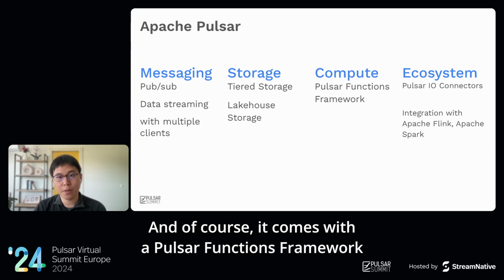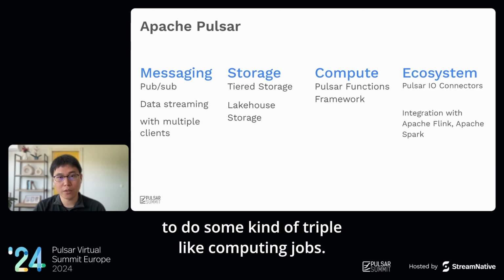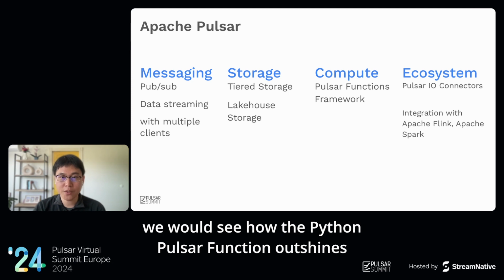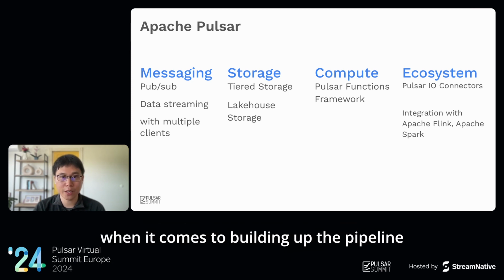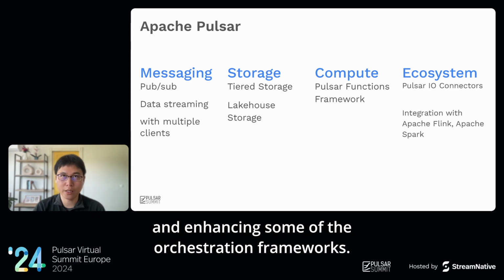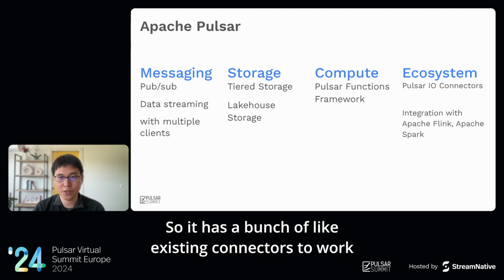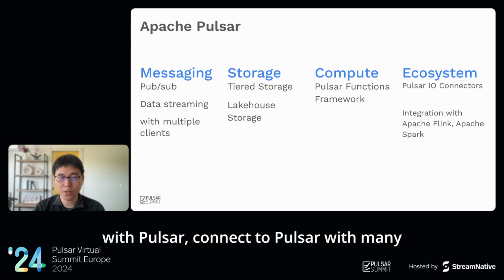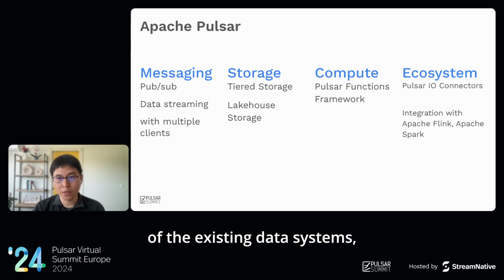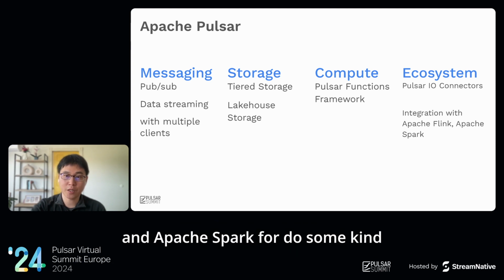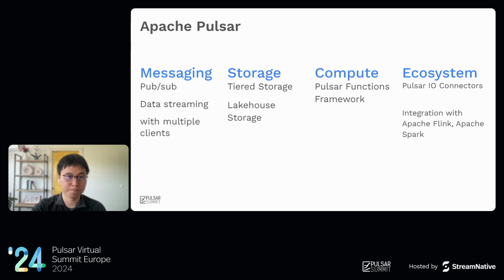And of course, it comes with the Pulsar Functions framework to do some lightweight computing jobs. In the follow-up examples, we will see how Python Pulsar Functions shine when it comes to building up the pipeline and enhancing some of the orchestration frameworks. And then lastly, also very important, is the ecosystem. It has a bunch of existing connectors to connect Pulsar with many existing data systems, as well as integrations with Apache Flink and Apache Spark for real-time streaming processing.